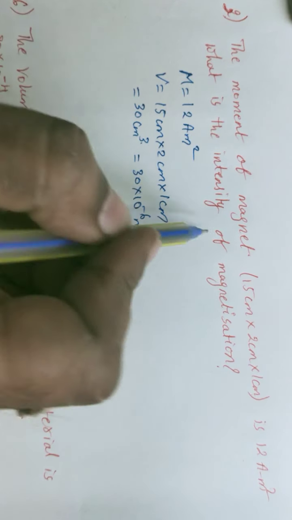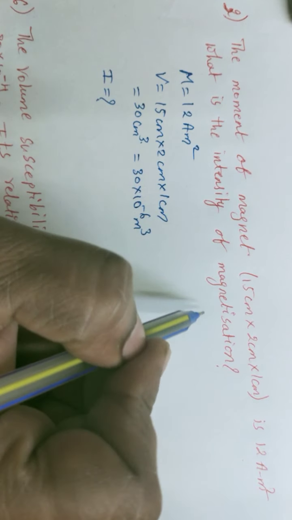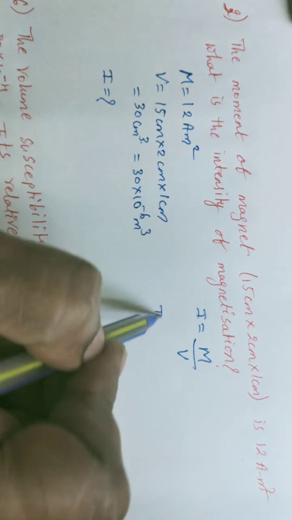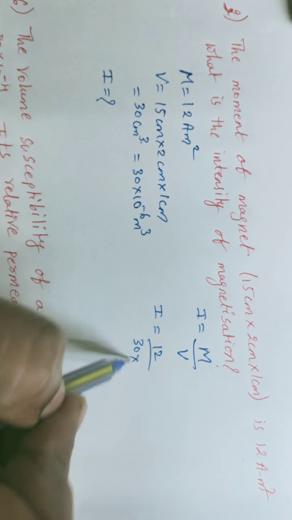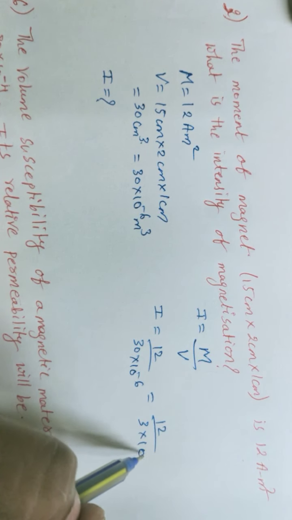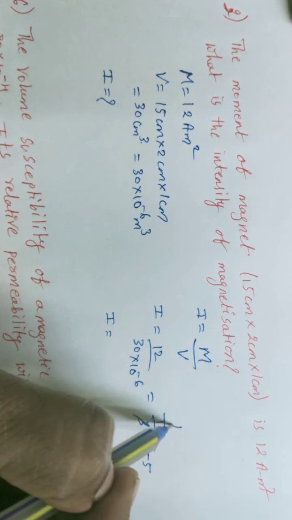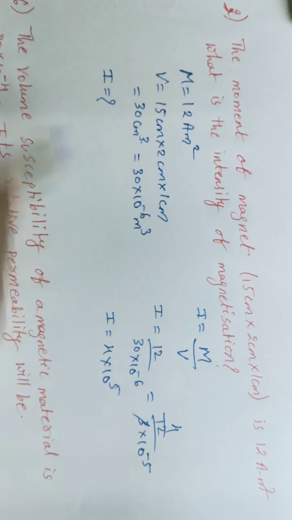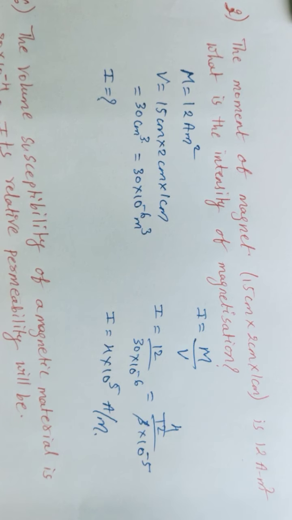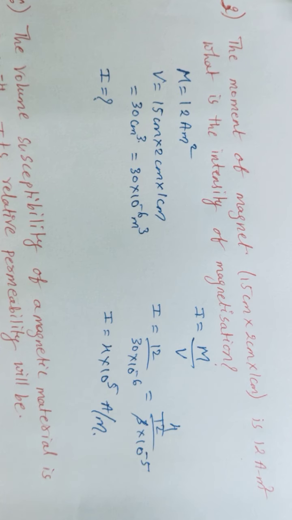We are expecting the intensity of magnetization, the I value, to be calculated. Recall the formula: I is equal to M by V. Therefore I is equal to 12 divided by 30 into 10 power minus 6, that is 12 divided by 3 into 10 power minus 5. Here the 3 cancels 12, giving 4 into 10 power 5. The unit is ampere per meter. So I is equal to 4 into 10 power 5 ampere per meter, the intensity of magnetization.